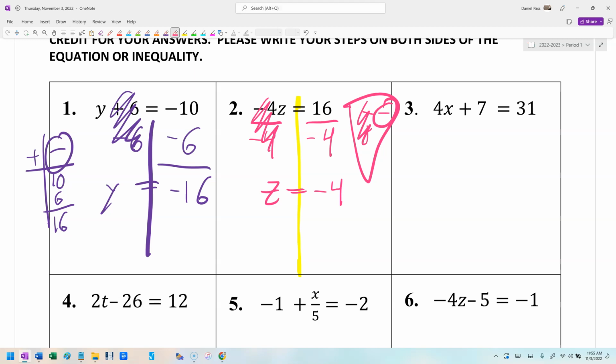Okay. All right. Pick a color, any color. Red. Red. So first you put negative 7 under the positive 7.